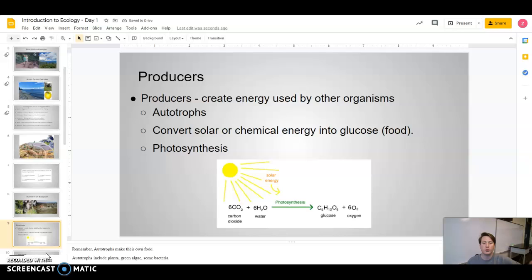When we examine what producers are, producers create energy that is used by other organisms. They're autotrophs, plants. They convert solar or chemical energy into glucose or food. Does this sound familiar? Exactly. It's photosynthesis. We start out with carbon dioxide, water, sunlight, and we end up with glucose and oxygen. And autotrophs include plants, green algae, and some bacteria.